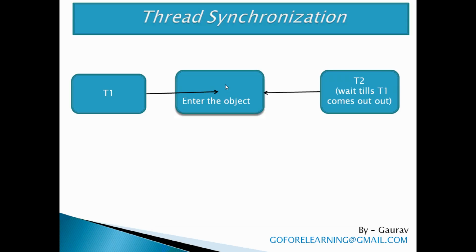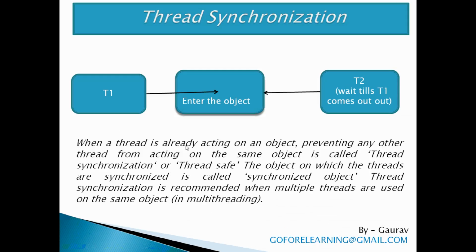This means we are preventing the threads from acting on the same object simultaneously. This is called thread synchronization or thread safe. What is thread synchronization? When a thread is already acting on an object, preventing any other thread from acting on the same object is called thread synchronization, or we can say thread safe. The object on which the threads are synchronized is called a synchronized object. Thread synchronization is recommended when multiple threads are used on the same object, that is multithreading.